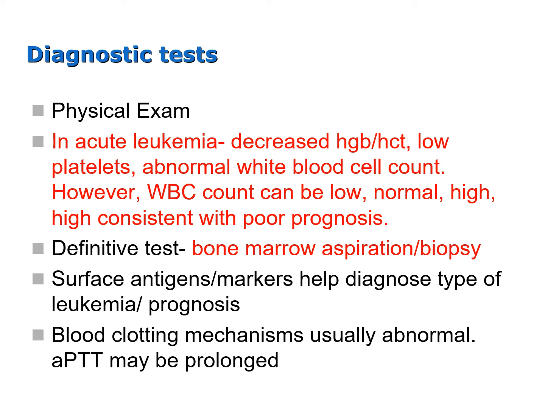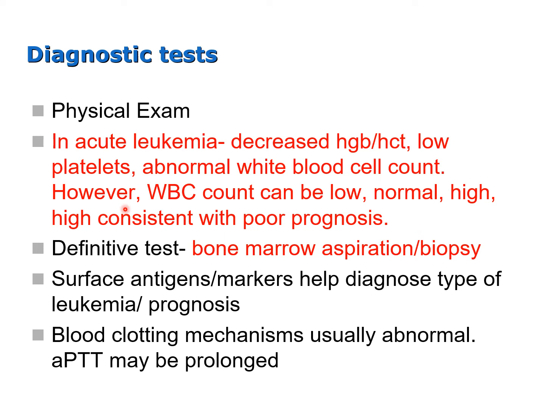Your diagnostic tests. So obviously aggressive physical examination always. In acute leukemia, what may you find? Decreased hemoglobin, hematocrit, low platelets, abnormal white blood cell counts, all of that. Key thing though is the WBC count can be low, it can be normal, it can be high. So the WBC count itself is variable. We do know that in leukemia, there's a proliferation of cells that happens, but at the same time, some of them end up dying off. So depending on when you're doing all your blood testing, that amount is going to be different at different times. And across the board, the higher your WBC, the poorer your prognosis is.